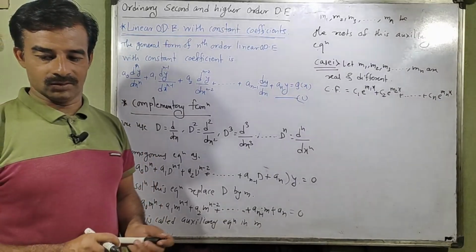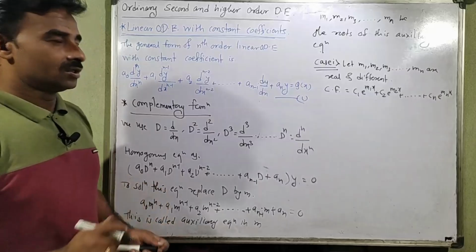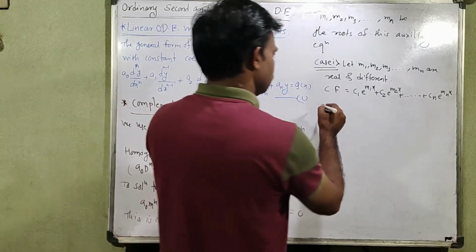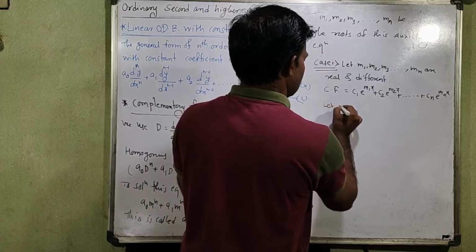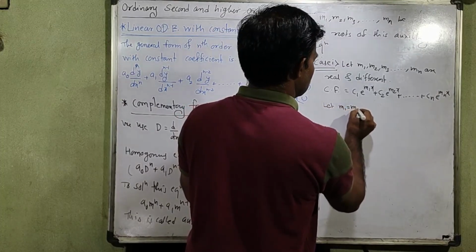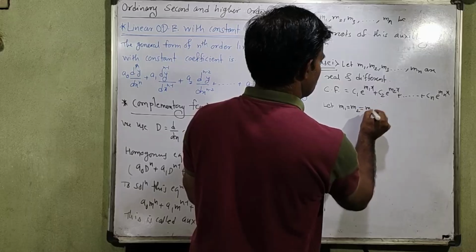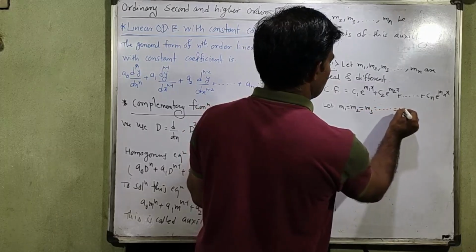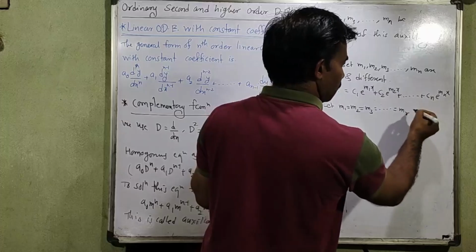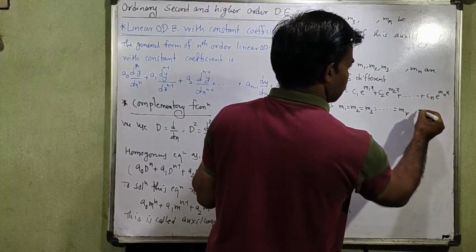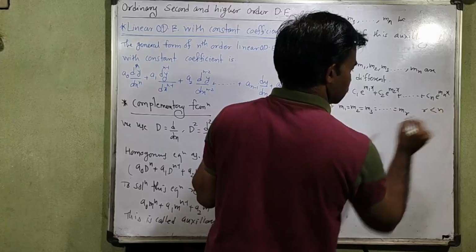Suppose some roots are same. Let m1, m2, m3 and so on up to mr be the same roots. That means r is less than n.